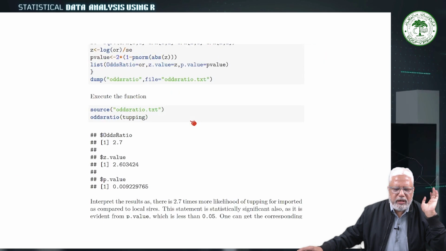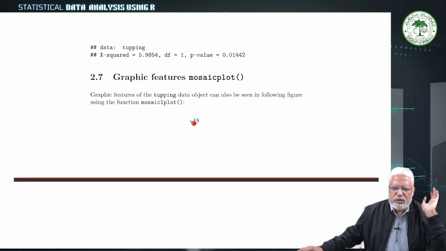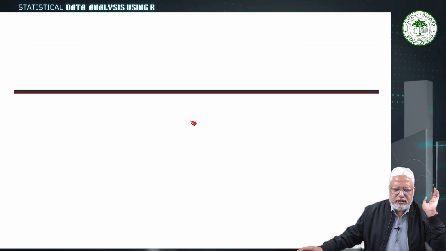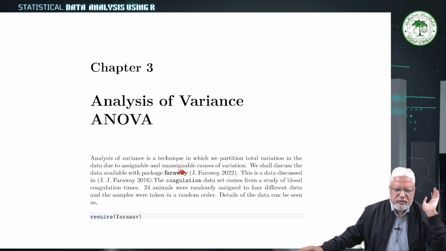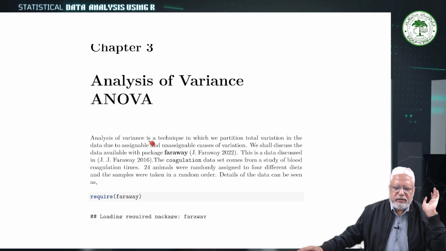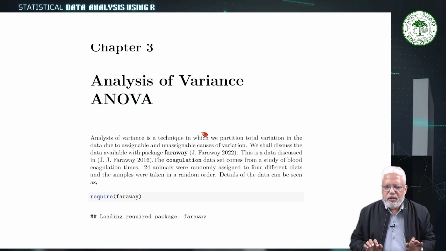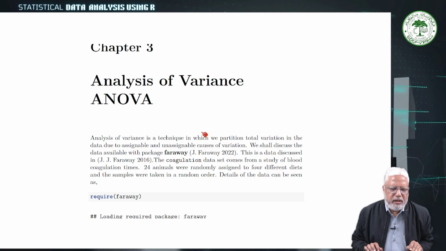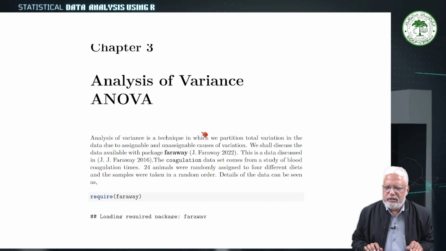So far we have completed our categorical data analysis. Now I am going to talk about another technique of analysis, known as analysis of variance. Analysis of variance is a technique in which we partition the total variation in the data due to assignable and unassignable causes of variation.